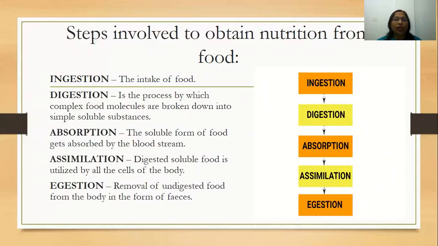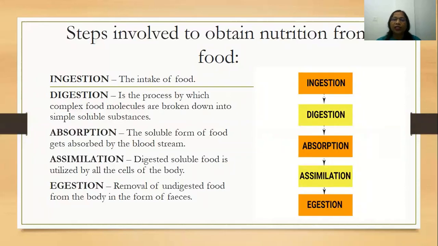As soon as you take food inside, digestion starts. So what is digestion? Digestion is the process by which complex food molecules are broken down into simple soluble substances. When food gets digested, the next step is absorption. The soluble form of food gets absorbed by the bloodstream. This is known as absorption. Once food is absorbed, the next step starts, known as assimilation. What is assimilation? The digested soluble food is utilized by all the cells of the body.